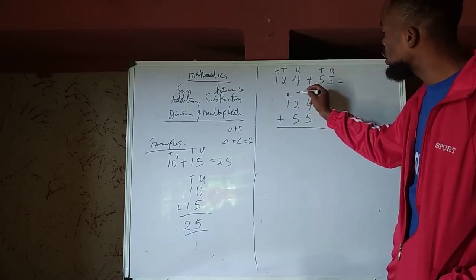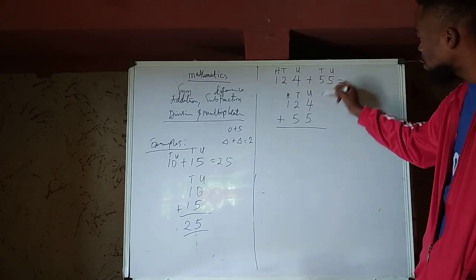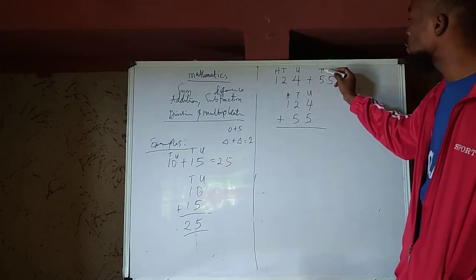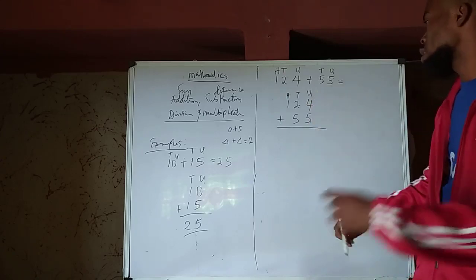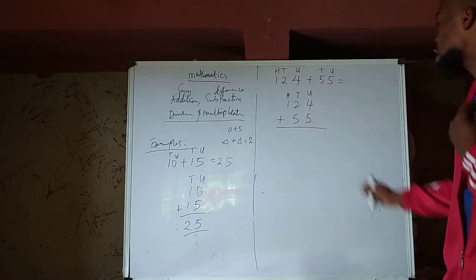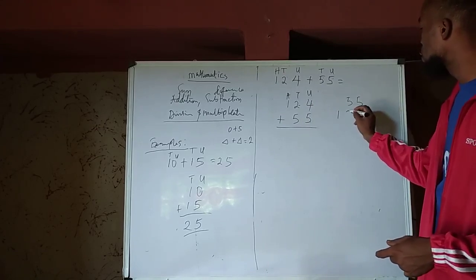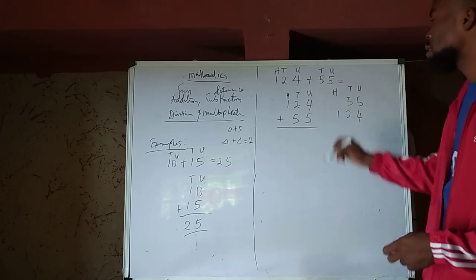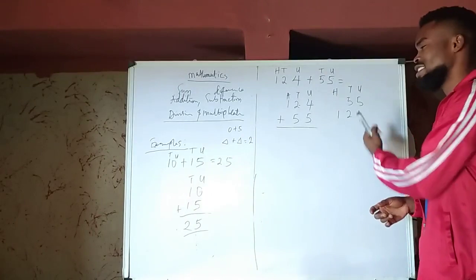So I have hundreds, tens, units. The unit falls under the unit. This 5 units is under the 4 units, and the 5 tens is under the 2 tens. You see that? Okay. So having done that, actually this can also be written in this way: 55 plus 124, where you have your units, tens, and then your hundreds. But okay, this is prettier than this, right?